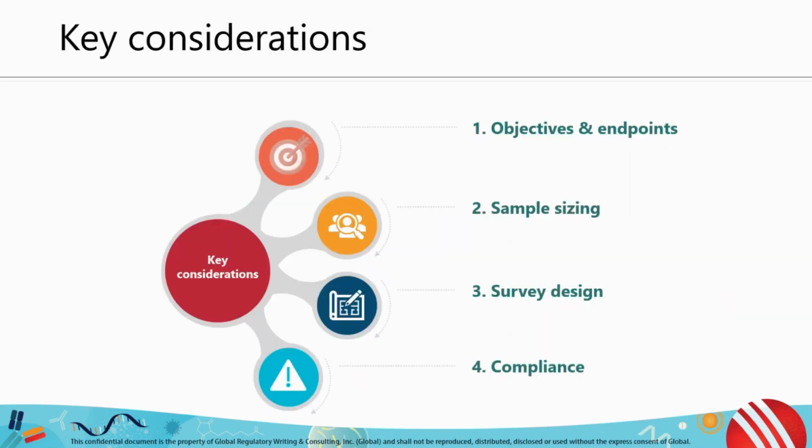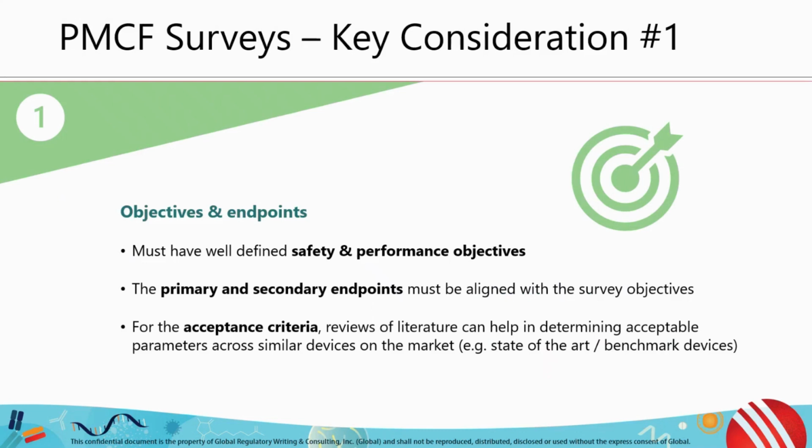So finally, I'm going to look at some key considerations and then some common pitfalls when it comes to surveys. So here we're going to look at objectives and endpoints, sample sizing, survey design, and compliance. So initially, let's look at the objectives and endpoints. You must have well-defined safety and performance objectives. And within that, your primary and secondary endpoints must be aligned with those survey objectives.